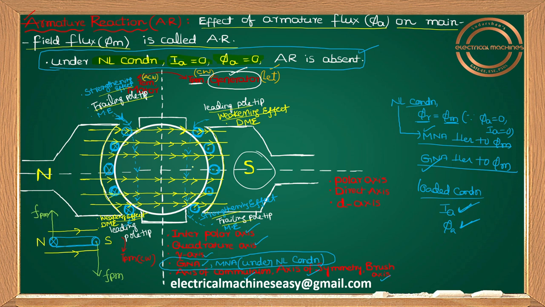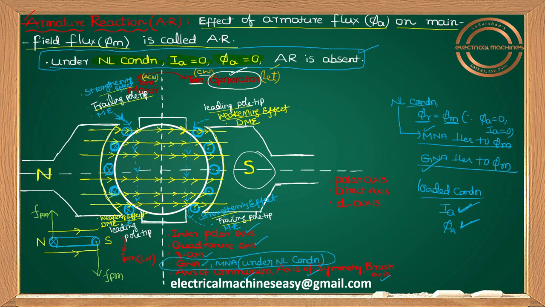So my question to you guys: do you think that strengthening effect is equal to weakening effect? That means how much flux is increased at the trailing pole tip, do you think the same amount of flux is reduced at the leading pole tip? No, it's not, actually. Practically, it is not possible. If the same amount of flux is strengthened at the trailing pole tip and weakened at the leading pole tip, then definitely the average value of flux under each pole will be the same, for the north pole and for the south pole also. Ideally, if strengthening effect equals weakening effect, the average flux under each pole will be the same.